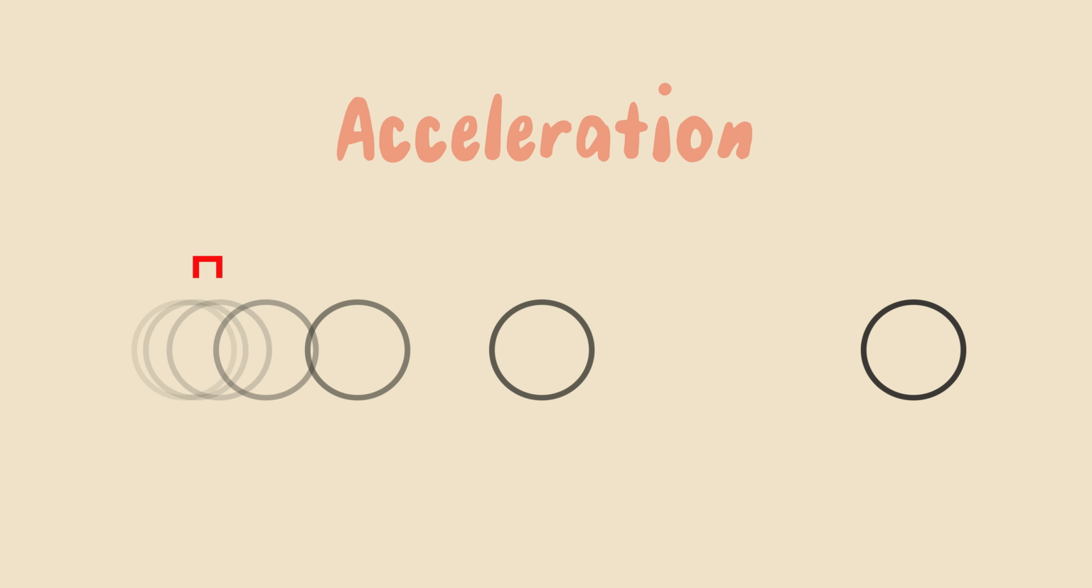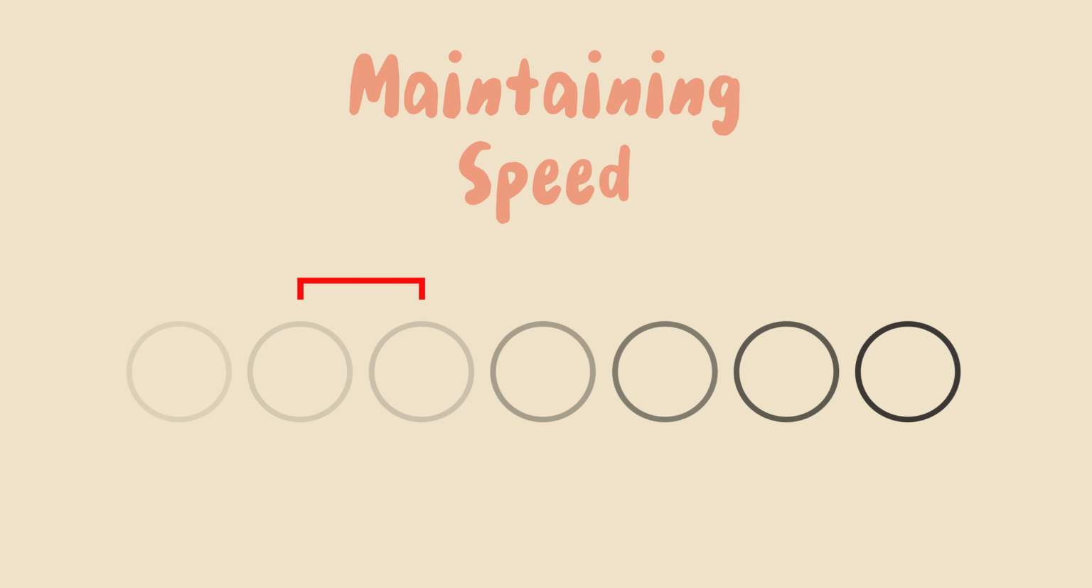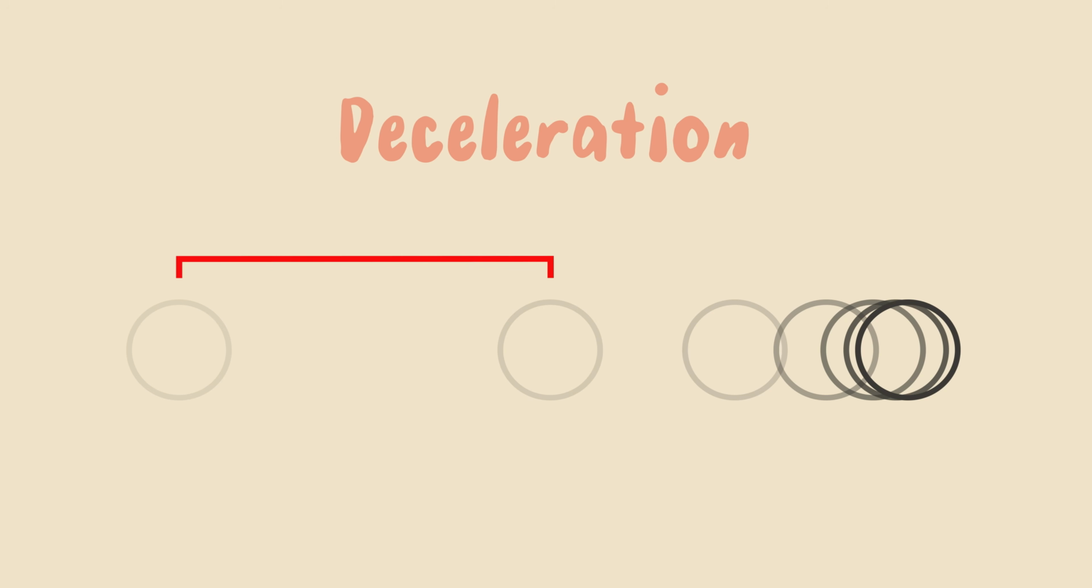Just to recap, to accelerate, we can double the spacing of the previous frame. To maintain speed, we can keep the spacing the same throughout the whole animation. To decelerate, we can cut to half the spacing of the previous frame.